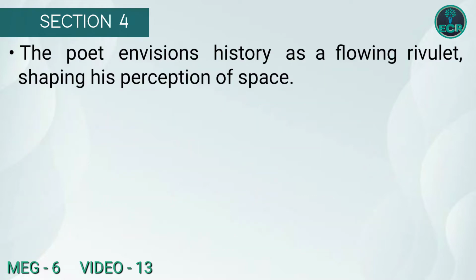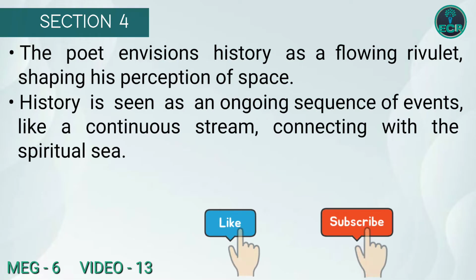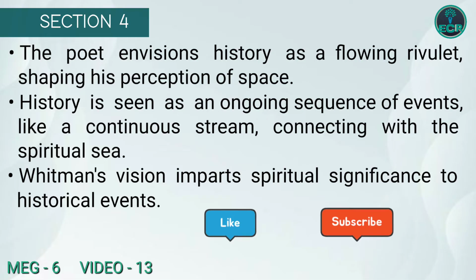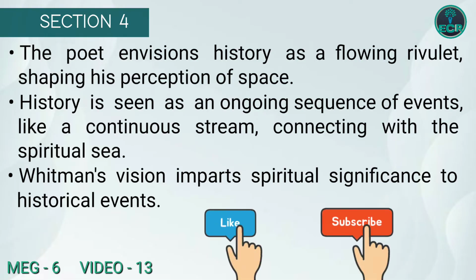The poet envisions history as a flowing rivulet shaping this perception of space. History is seen as an ongoing sequence of events, like a continuous stream connecting with the spiritual sea. Whitman's vision imparts spiritual significance to historical events.